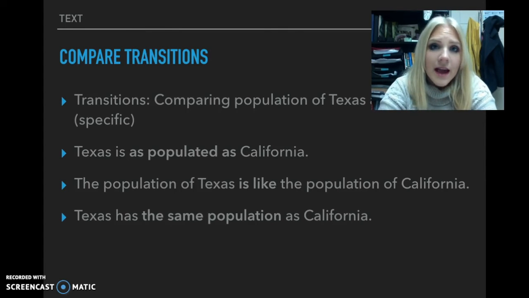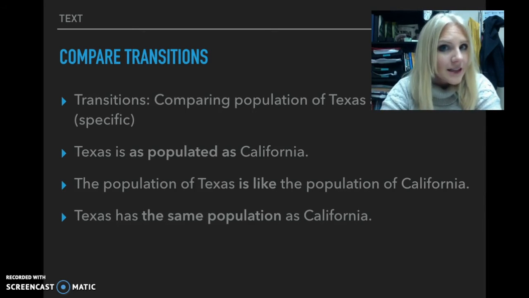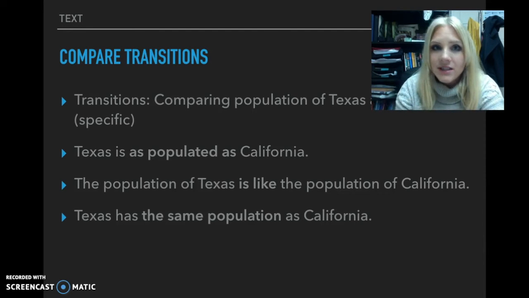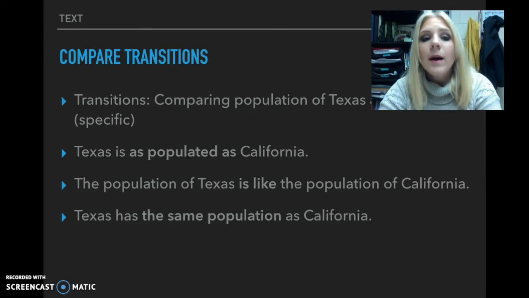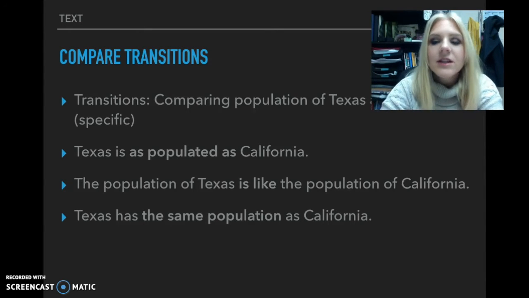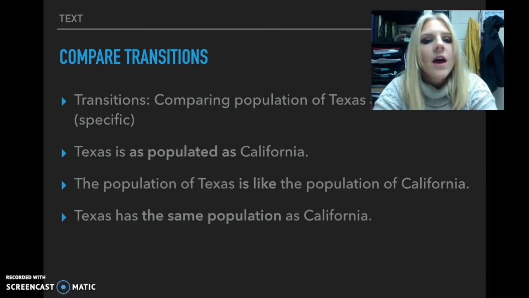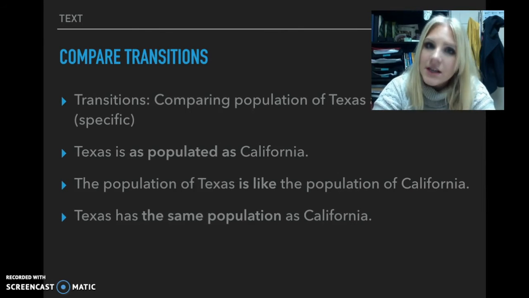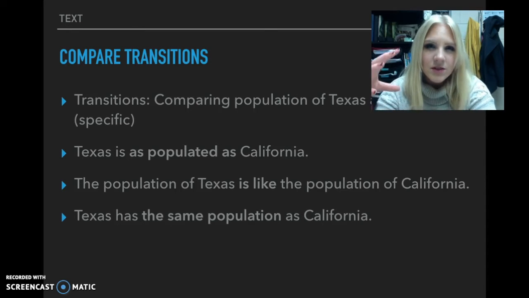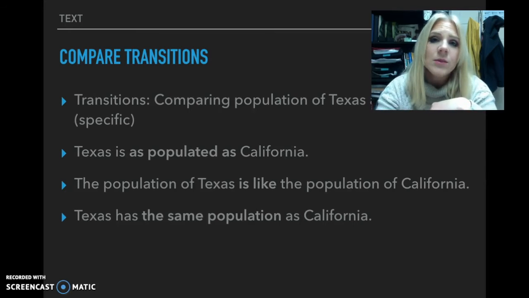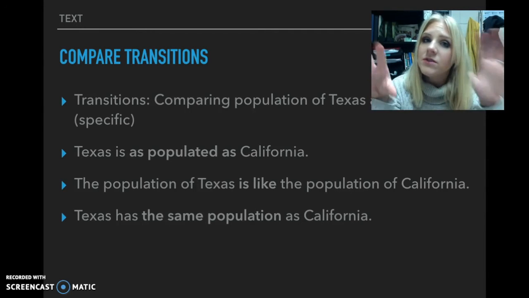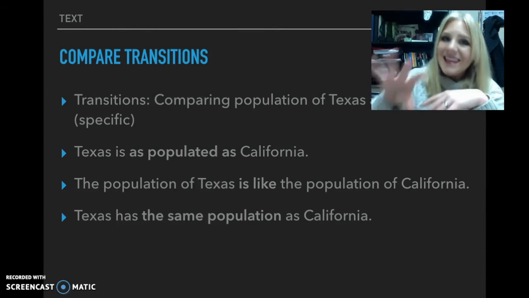Now, the ones that we're going to look at now are a little bit more specific for more detailed work. So here I've decided to compare the populations of Texas and California, so it's more specific. So I have Texas is as populated as. Okay, so I've got as, adjective, as. Then I also have the population of Texas is like the population of California. Once again, I've got that be verb right there. So is like, not like alone. All right, and then I also have Texas has the same population as California. So I'm not just comparing two states generally and saying they are similar. I'm comparing one specific part of each of those topics and telling you that they are alike in that way.